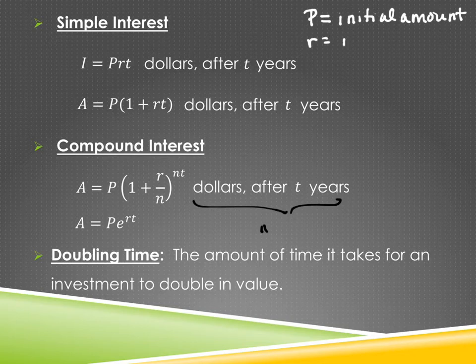R is your interest rate, and it needs to be as a decimal. I'm just going to write DEC. It has to be a decimal. So if they give you 1.5%, a percent is not a decimal, you'd have to turn that into decimal form.